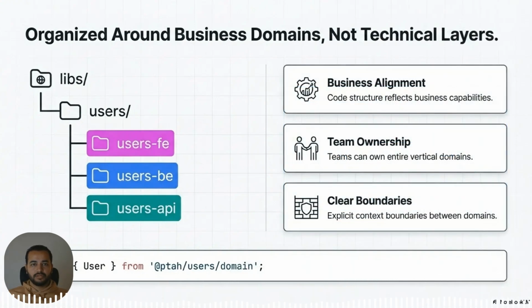Now, within our workspace, we do something that might seem like over-engineering at first. We organize code around business domains, not technical layers. Check out this directory structure. You'll see libs, users as a domain or a scope containing users front end, users back end, and users API all together. Why do we do this? Well, it gives us three key advantages. First, there's business alignment, where your code structure actually reflects your business capabilities. Second, you get team ownership, so teams can own entire vertical domains from top to bottom. And third, you have clear boundaries with explicit context boundaries between domains. This domain-driven structure makes your code base so much more intuitive and maintainable.